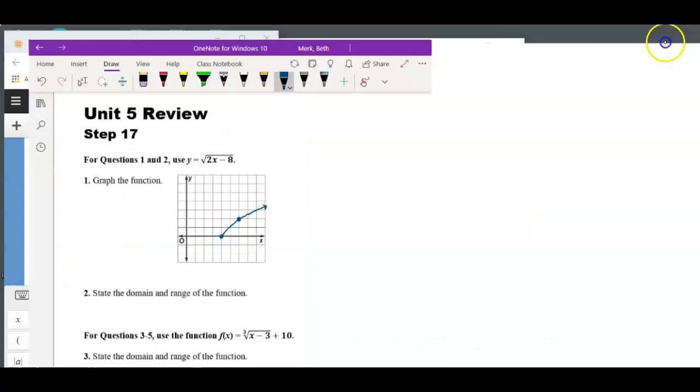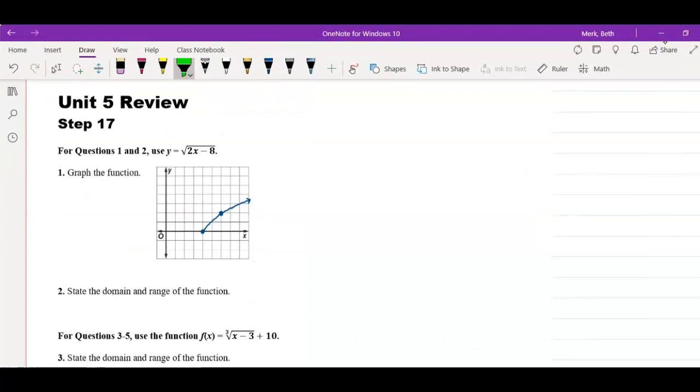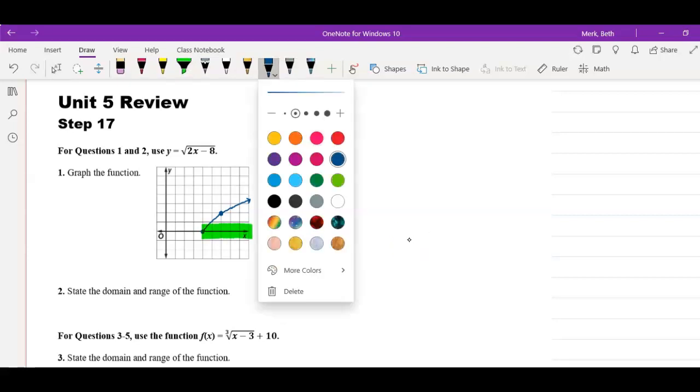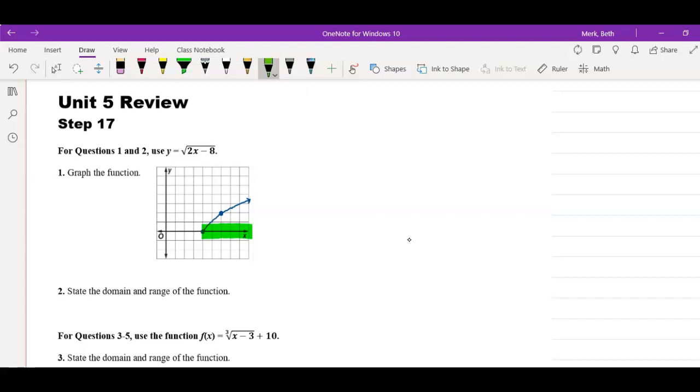And now we're going to look at the domain and the range. The domain, as I move across the x-axis, here's my cursor, as I move across the x-axis, where is the graph, above or below me? Well, there's graph here to infinity. So my domain is going to be from 4 to infinity. And in fact, I would also go so far as to include 4 because x can equal 4.